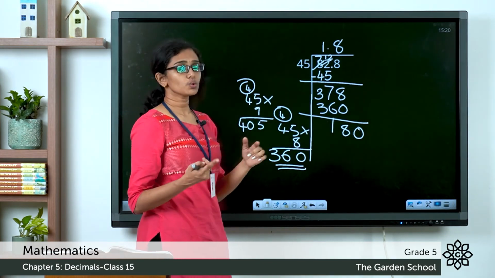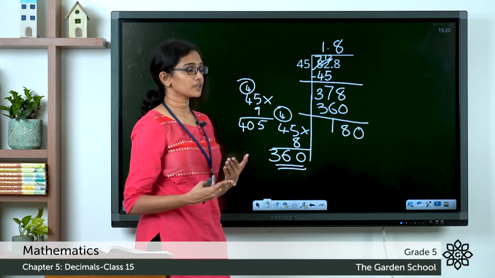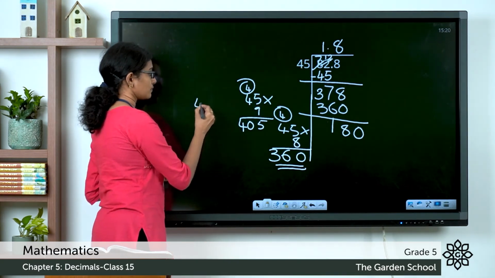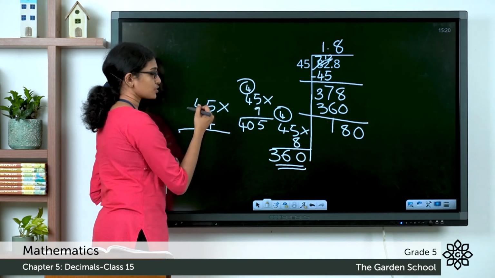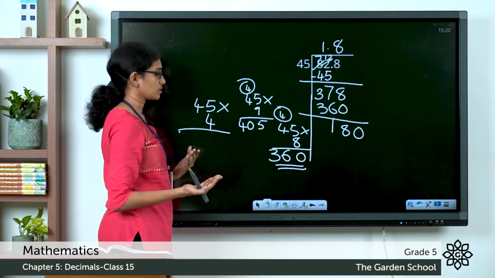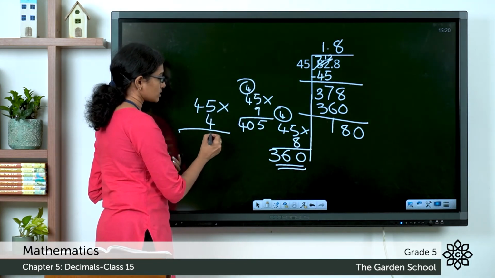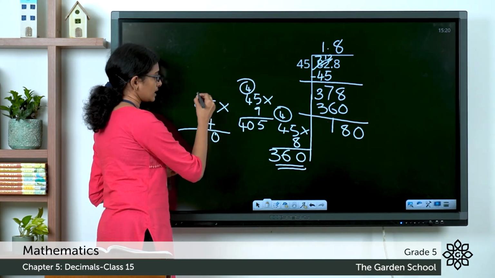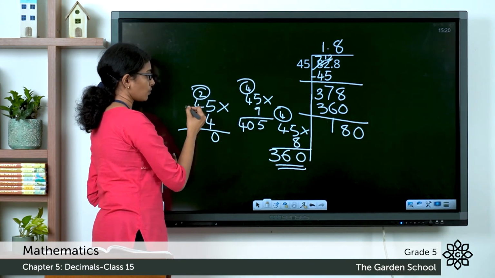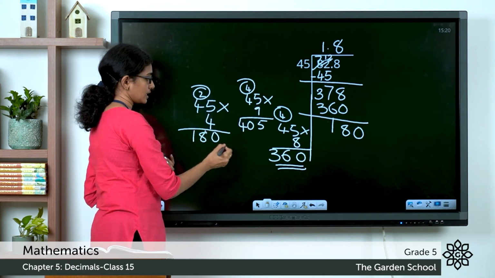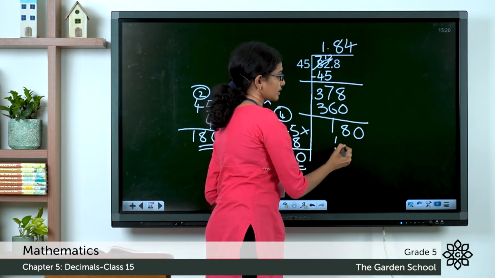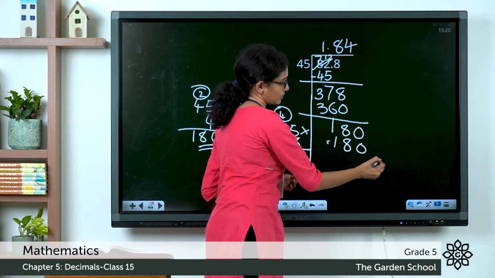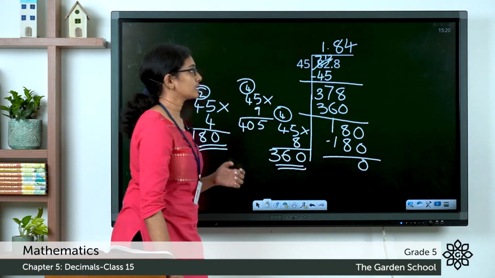So, 45 twos are 90. So, let's check what are 45 fours. It should be the double of 45 twos, right? So, let's check 45 fours. That is 4 5s are 20. A carry over 2. 4 4s are 16 plus 2, 18. Yes, there we got the answer. 45 fours are 180. Let's subtract the numbers and we get the remainder 0.